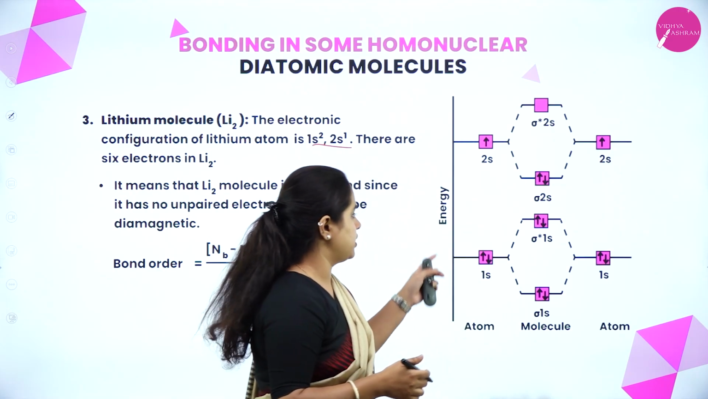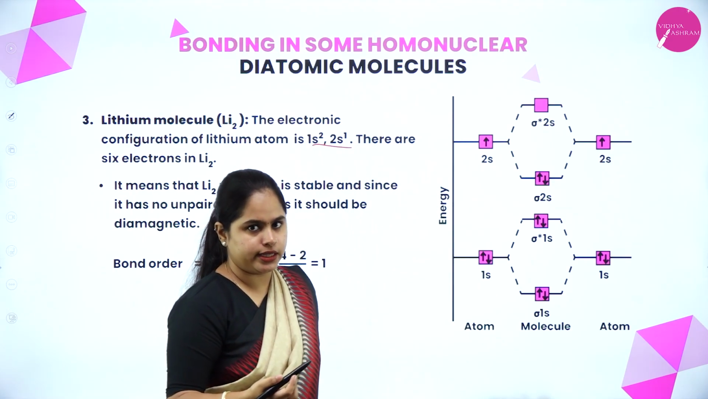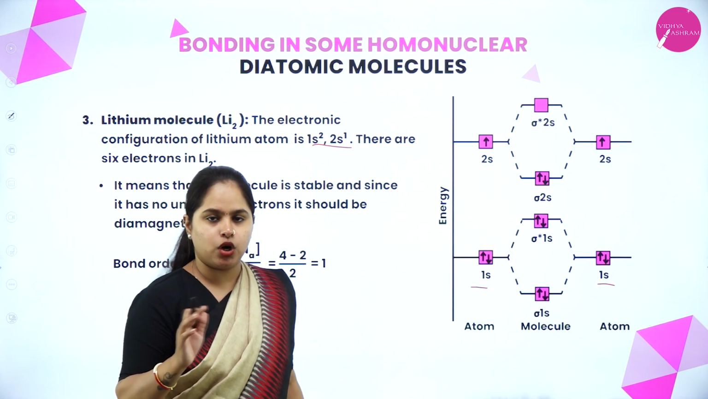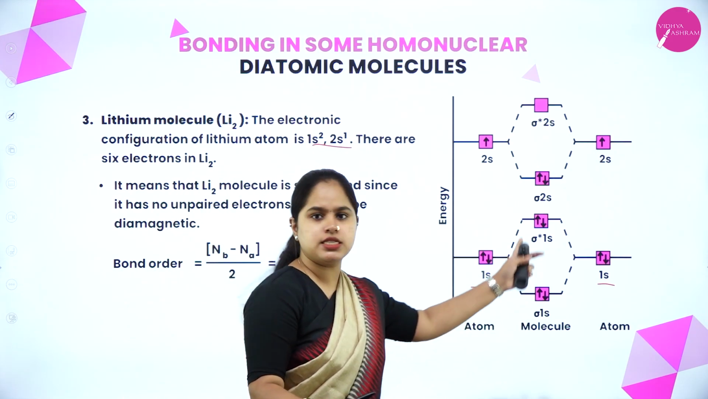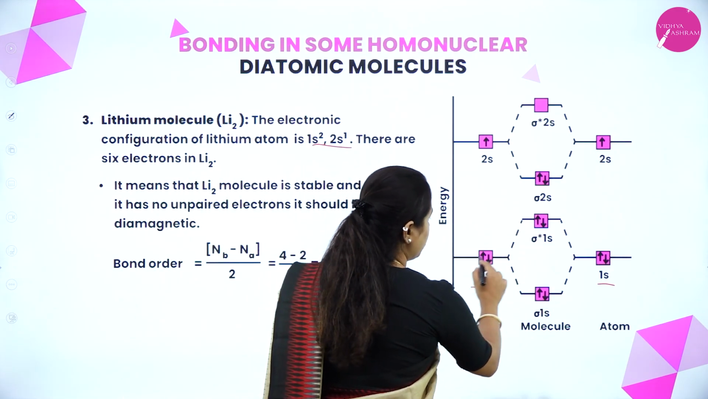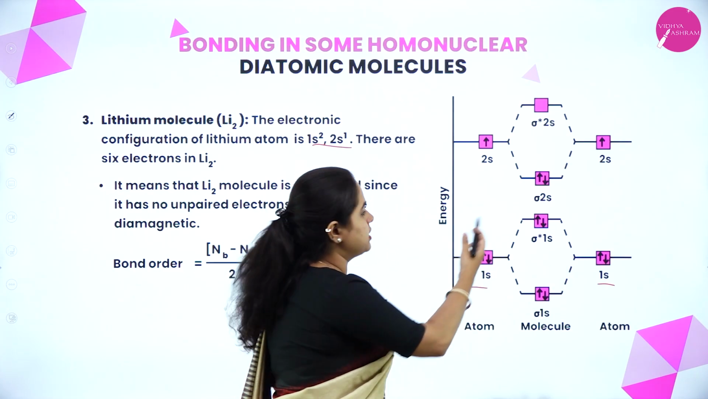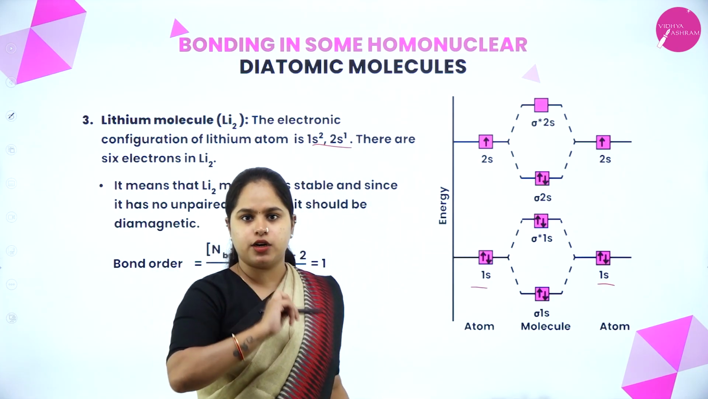As you can see here, the 1s orbital of one lithium atom and the 1s orbital of the other lithium atom, the atomic orbitals, combine and form 2 molecular orbitals, sigma 1s and sigma star 1s. So a total of 2 plus 2, 4 electrons get filled in sigma 1s and sigma star 1s. Now, moving on to the 2s orbital, in which 1 electron is present.